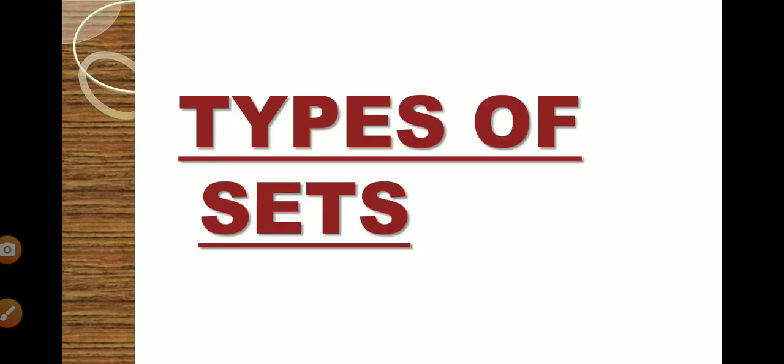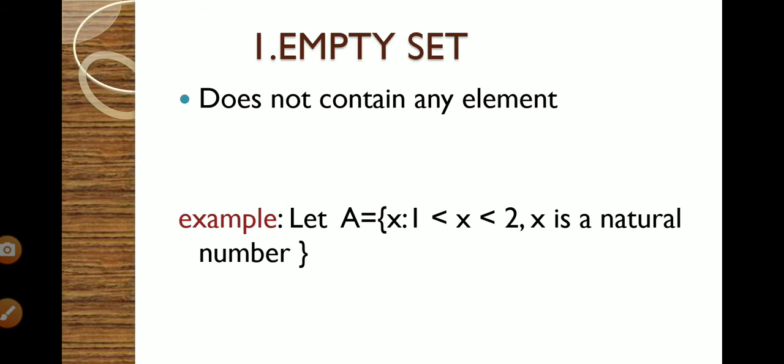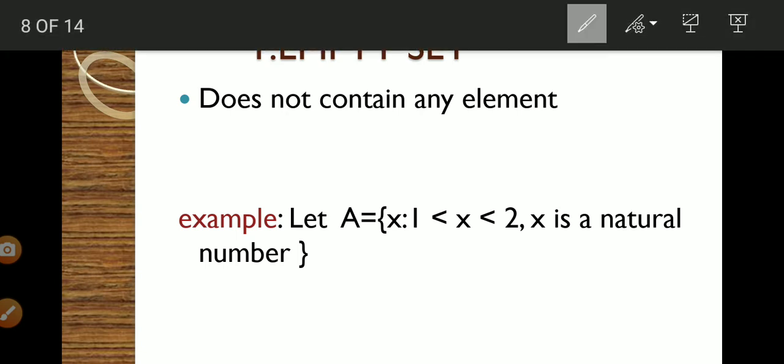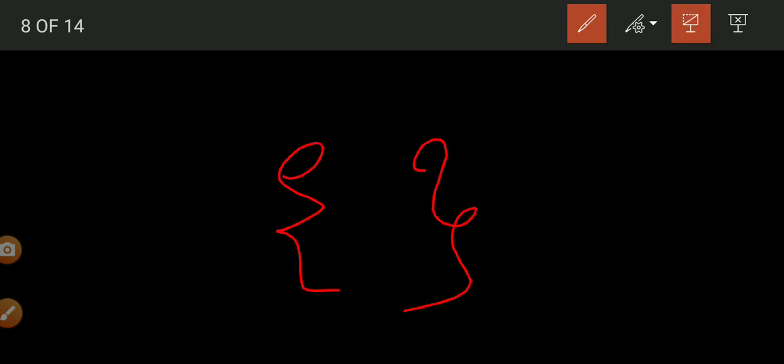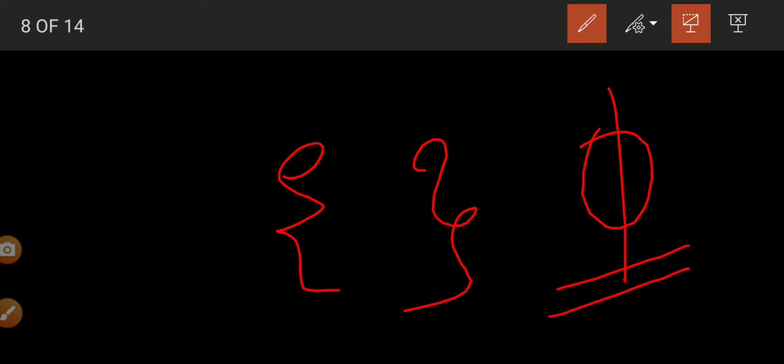Let's move on to the types of sets. The first one is the empty set. A set which does not contain any element is called an empty set, and it is denoted by simply empty braces. We call it a null set, an empty set, or a void set.